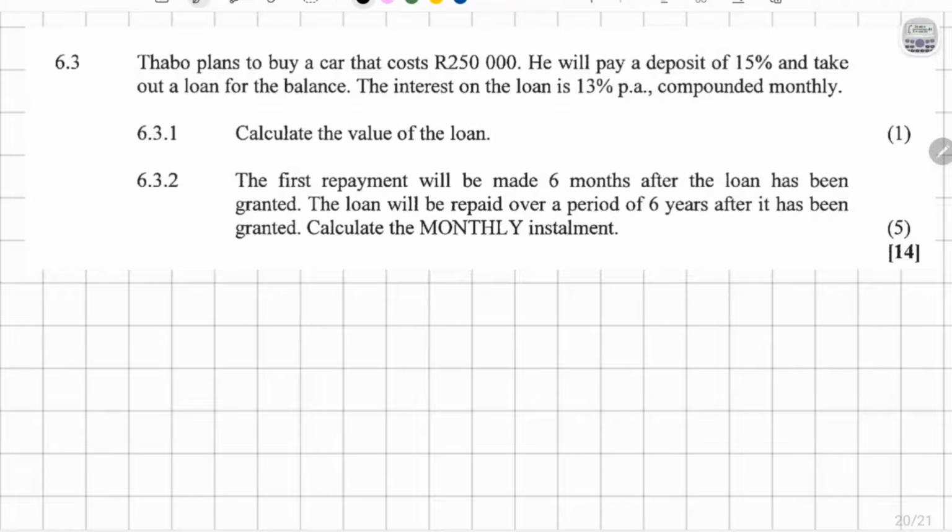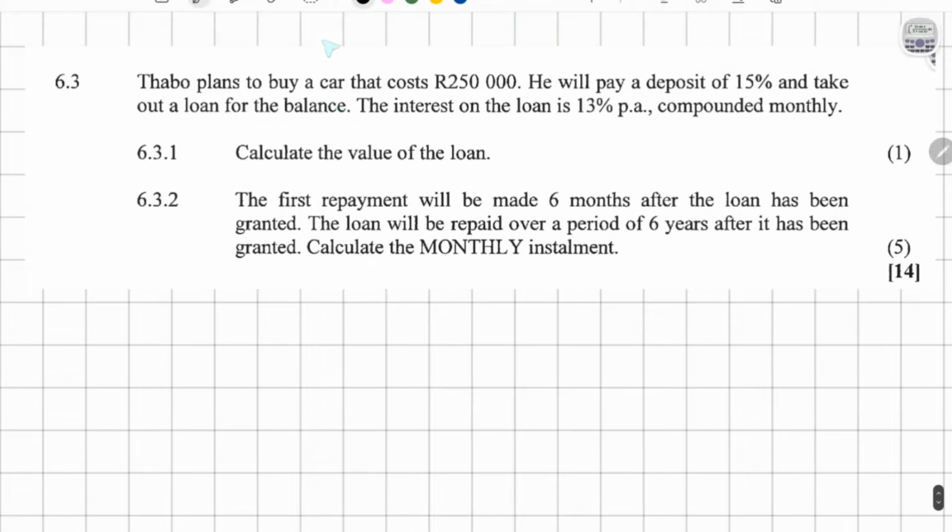Okay, so we are on question 6.3, and 6.3 says, Thabo plans to buy a car that costs 250,000 Rand. He will pay a deposit of 15% and take out a loan for the balance. So he's paying a deposit of 15%. The remaining is going to be the loan. The interest on the loan is 13% per annum, compounded monthly. 6.3.1, we have to calculate the value of the loan.